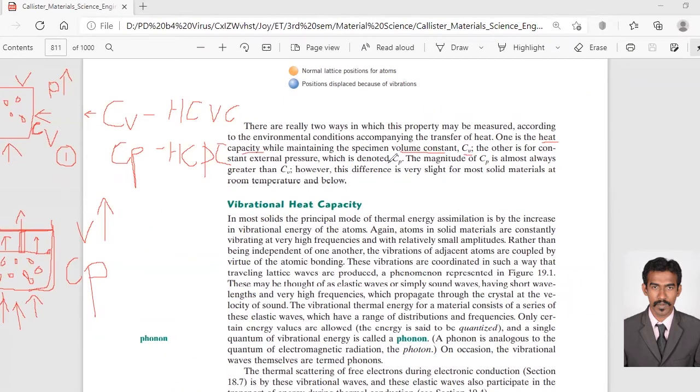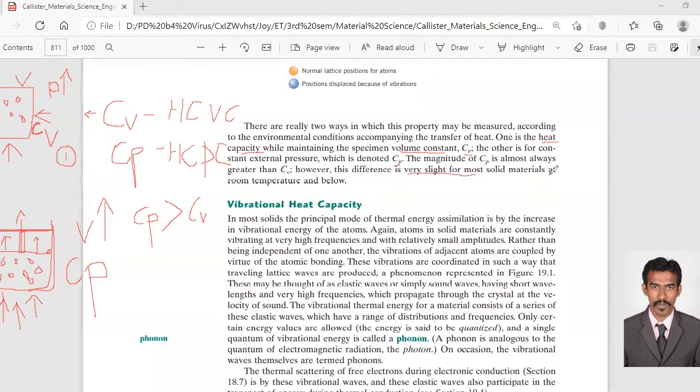Constant external pressure, which is denoted as Cp. Okay, so this is the other one. The magnitude of Cp, right? What is that Cp? Constant pressure heat capacity is almost always greater than Cv, right? Cv is constant volume heat capacity. So this Cp is almost greater than Cv, right? Almost a little bit. However, this difference is very slight.